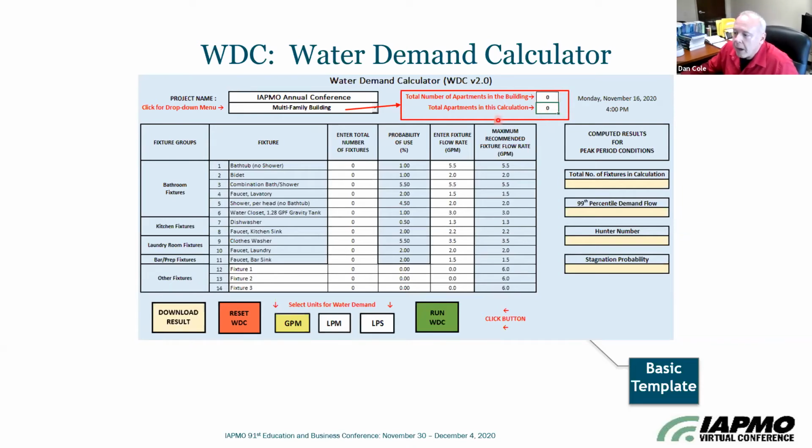And then the second box, you would enter in the total number of apartments in this particular calculation. So if you're only calculating one apartment unit, you would enter in the number 1. If you are sizing for a set of risers to 50 units, you would enter 50 into this number. So whatever number of units you're calculating, you would put that into the second box.